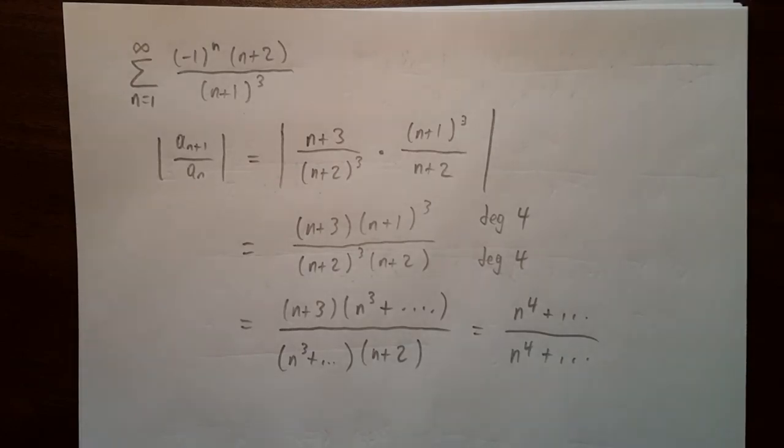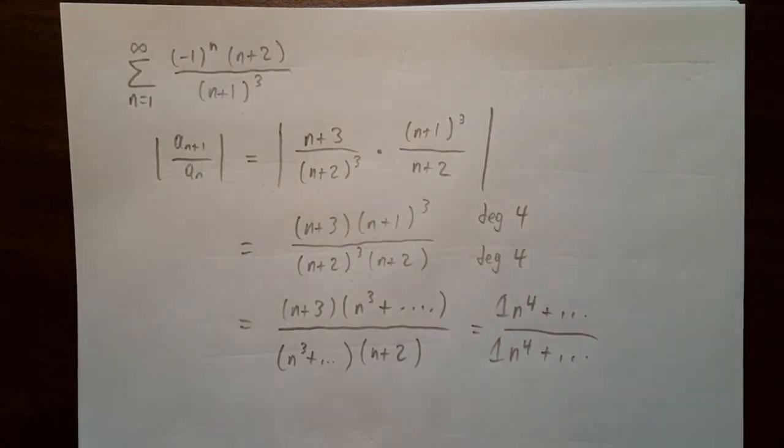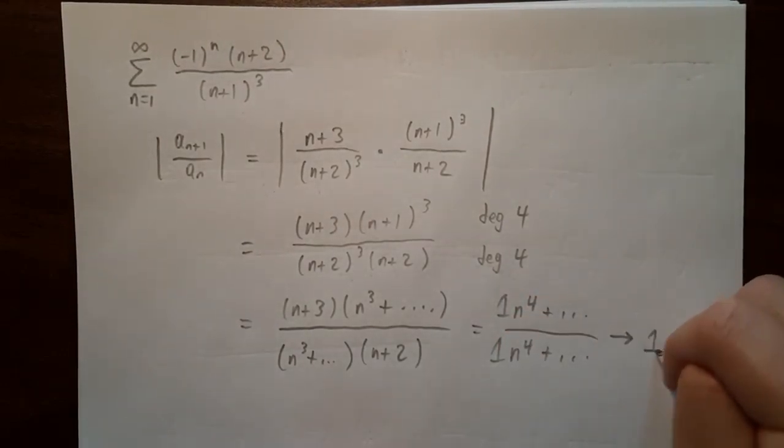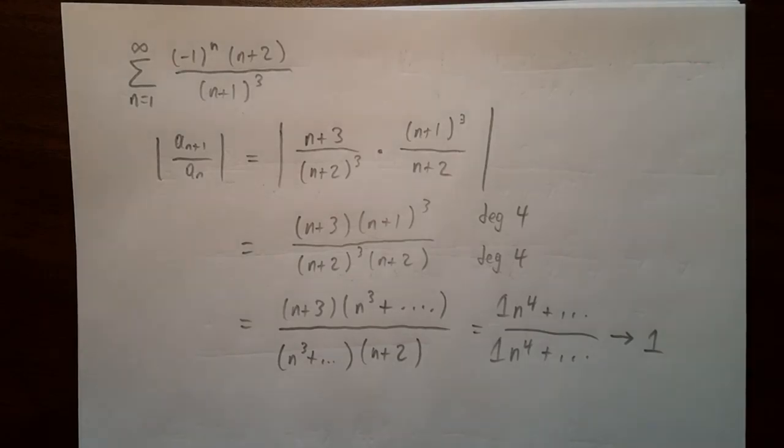If I take the limit then, as n goes to infinity, what I'm going to get is the ratio of the leading coefficients, which are both 1 in this case. And so I get that the limit is 1. And what does that tell me?